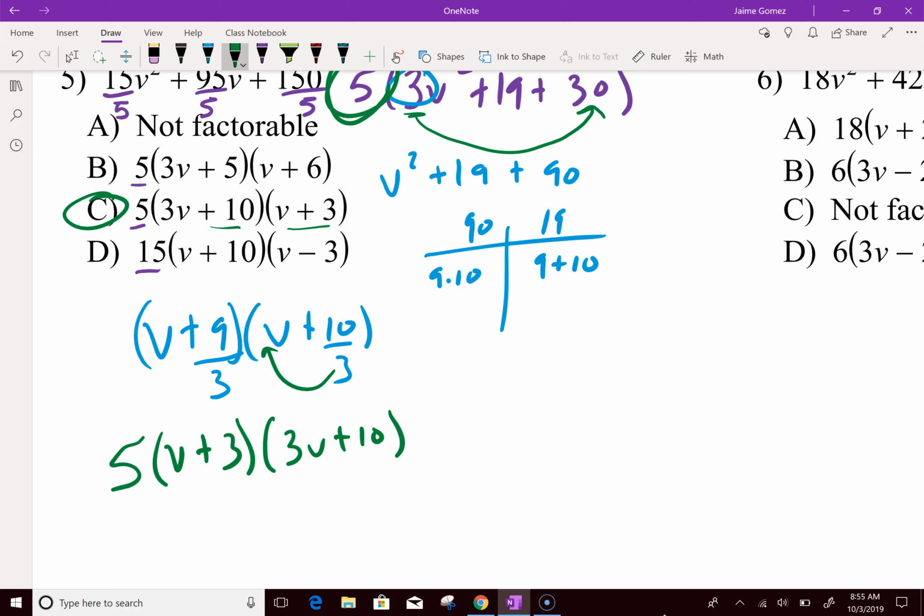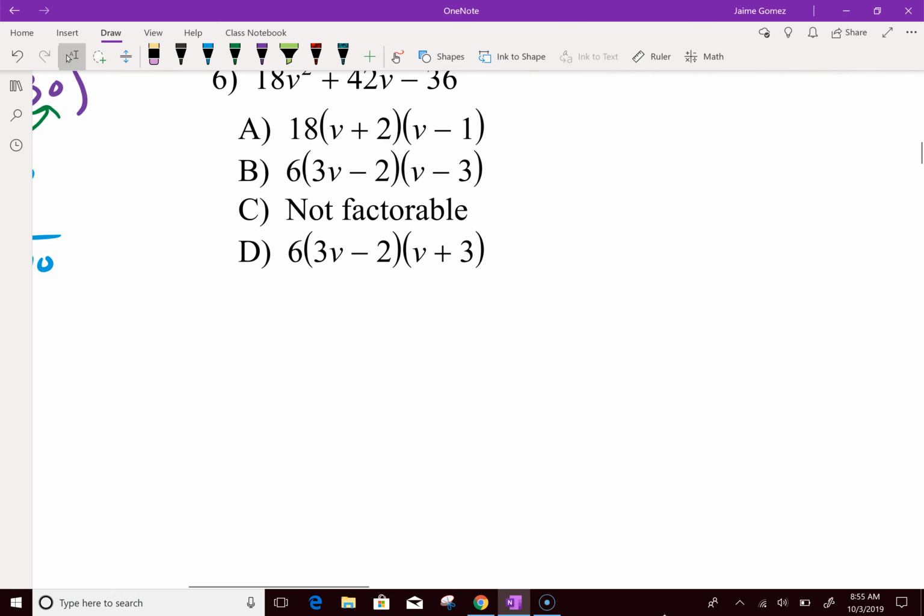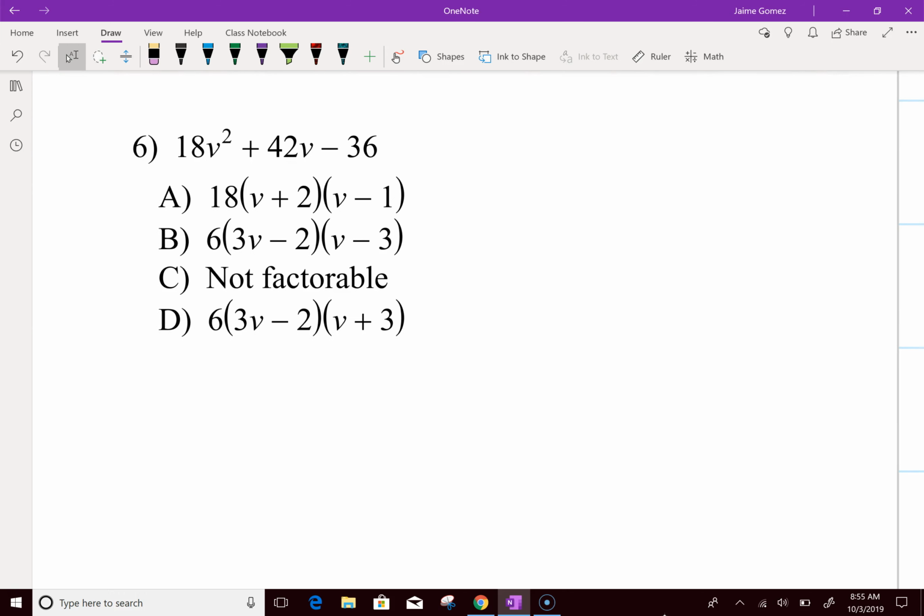Number 5 on your test is 10k squared plus 34k plus 12. Number 6 right here. Same thing here. All the numbers are too big, so I'm going to take out a number. 18, 42, and 36. 18 does not go into 42, so this is wrong. It's usually not that one either. So one of these here. So they both took out a 6, so let's divide them all by 6.